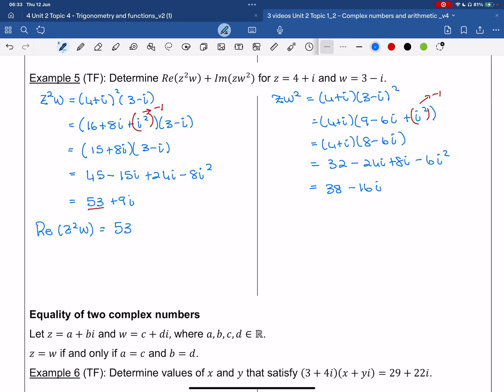-16i. Now, this is the important part of this, is that the imaginary part, if we're just asking for the imaginary part, they're only asking for the coefficient of i, okay? So our imaginary part of zw squared is going to be -16. So therefore, the real part of z squared w plus the imaginary part of zw squared is going to be 53 minus 16, which is 37.